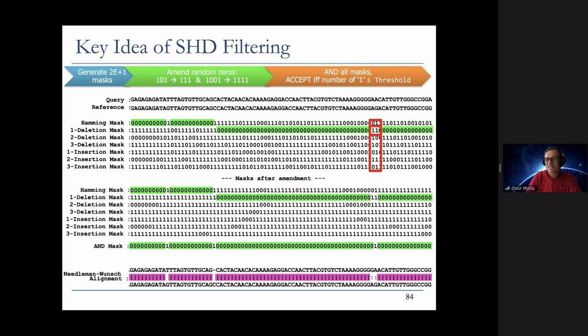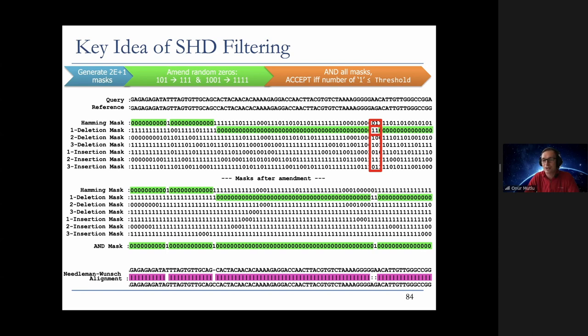Which actually leads to inaccuracy, which we're going to correct later on. And inaccuracy increases as the size of the string increases, because now you're accumulating the errors that you get because of the large size. But in the end, you get this AND mask, and basically you compare how many ones you have to a threshold that you determine. And if it's greater than that threshold, you say these are too dissimilar to each other. I'm not going to do the alignments.